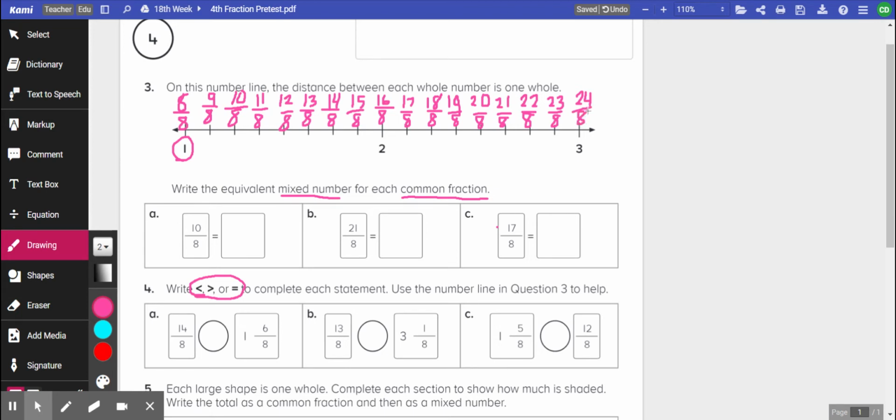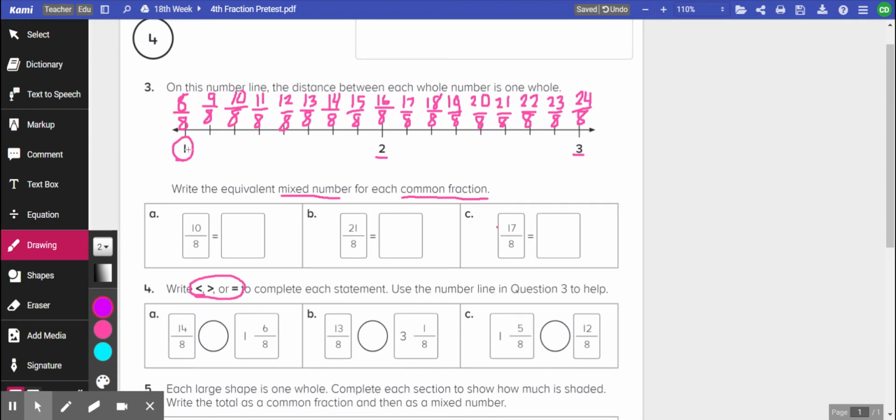Okay, now to double check, I know 8 divided by 8 is 1. 16 divided by 8 is 2. 24 divided by 8 is 3. So I know I labeled this correctly. I always check with my whole numbers. If you divide the numerator by the denominator, it should equal that whole number. Okay, then I'm going to switch colors and I'm going to label the mixed numbers.